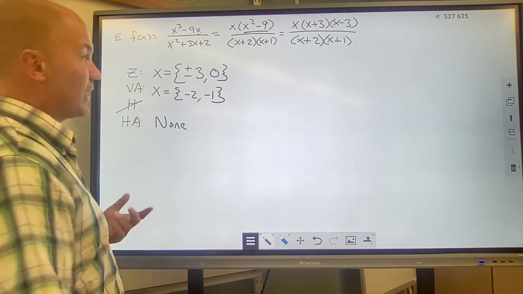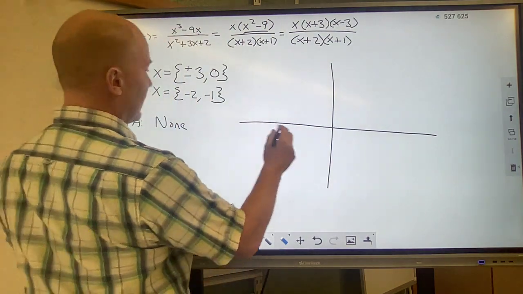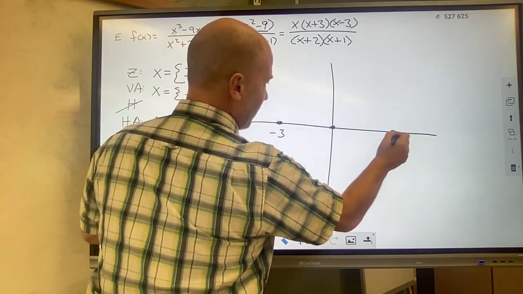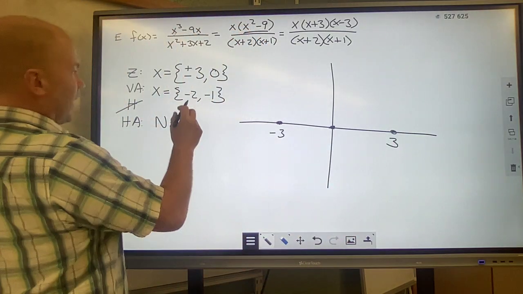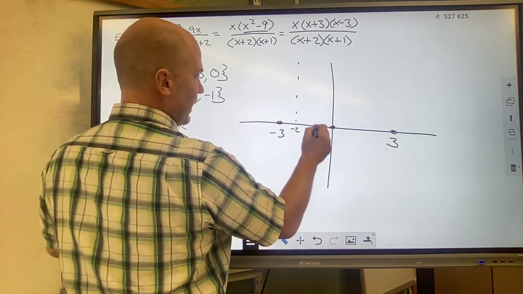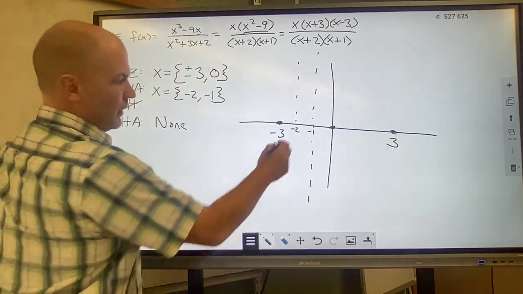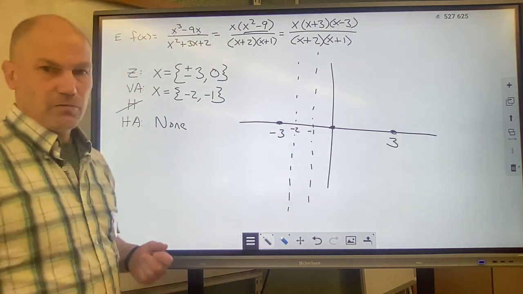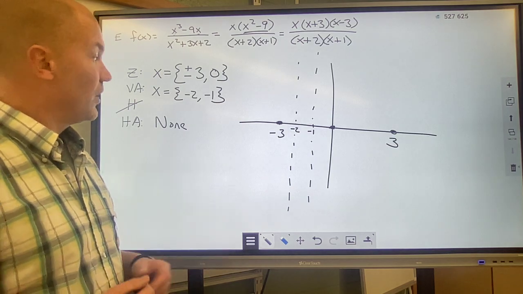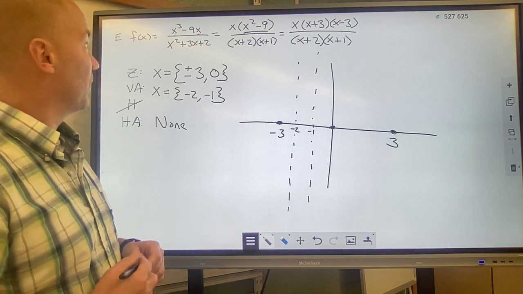So anyway, now it's time to graph this thing. So I graph it, and I know that I have a 0 at negative 3, 1 at 0, and 1 at positive 3. I know that I have a vertical asymptote at negative 2 and negative 1. Whoops. And so really the question is, where is this function going to exist? So I just need to figure out, well, is it positive or negative, and where it is.